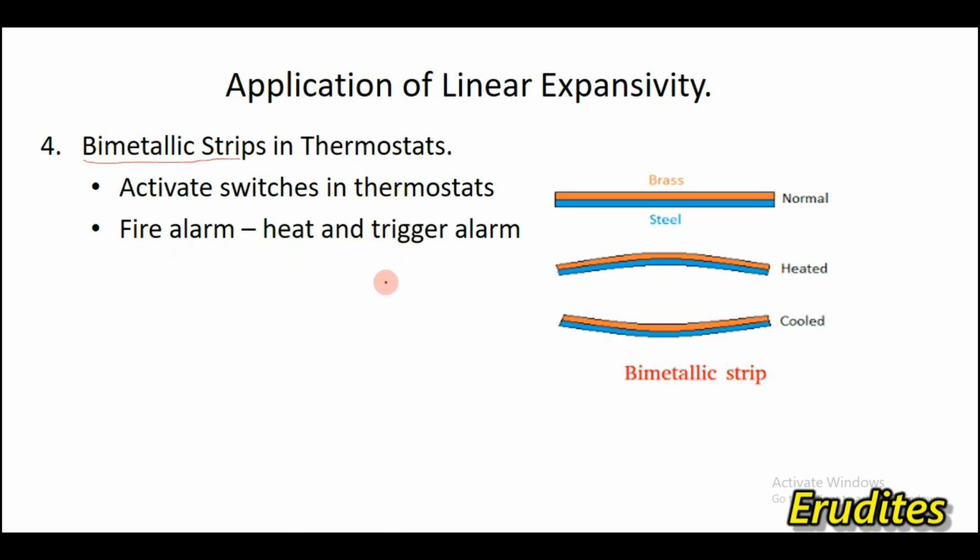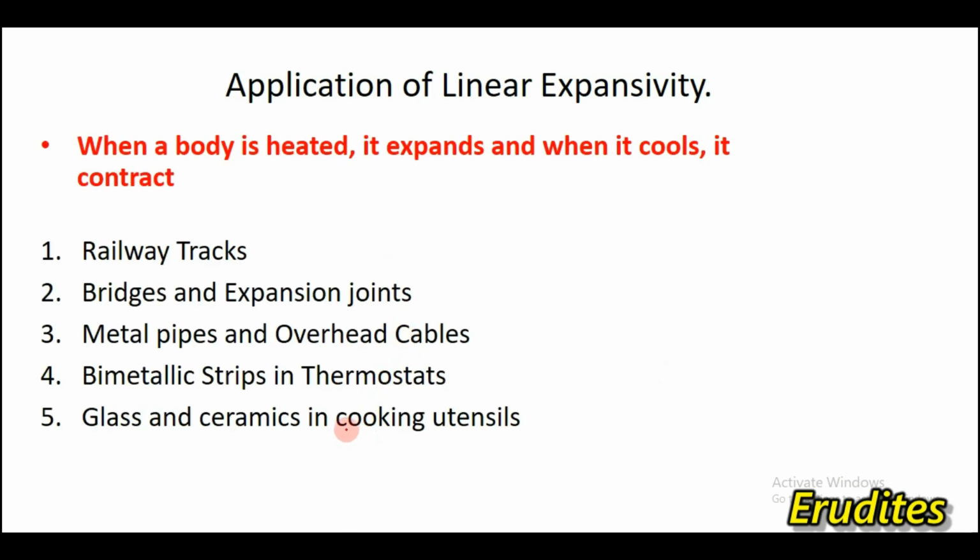So the other application of linear expansivity that we have is in cooking utensils. Glass and ceramics are usually used in combination with other metals like copper, steel and aluminium in making cooking utensils. And this is to help them to be able to withstand that expansion. So with this, we come to the end of linear expansivity and its application.